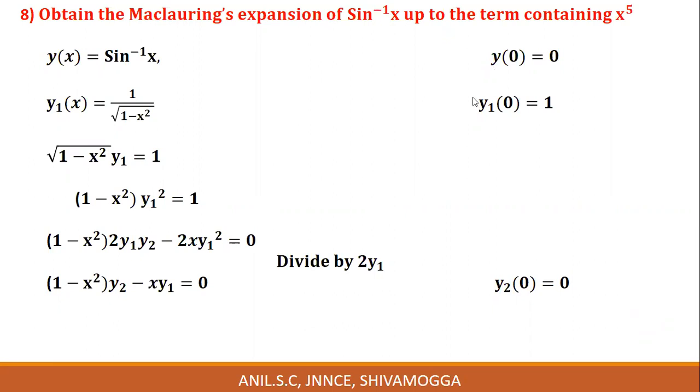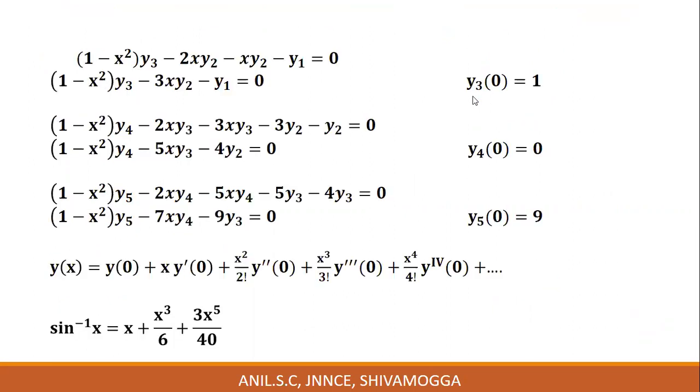You have to expand up to 5th degree. Find y3, y4 and y5. y3 of 0 is equal to 1, y4 of 0 is equal to 0 and y5 of 0 is equal to 9.